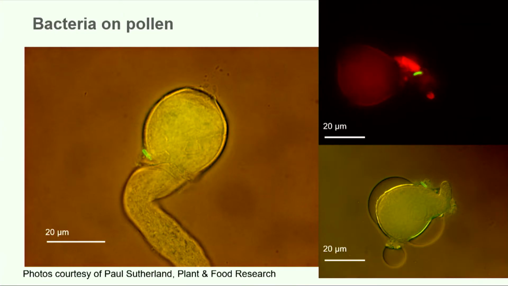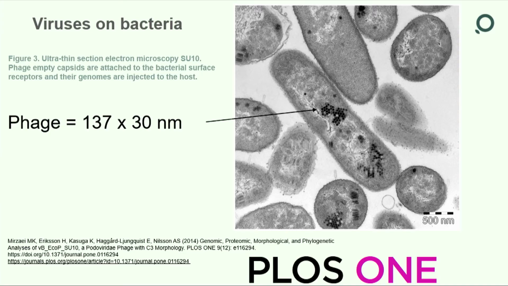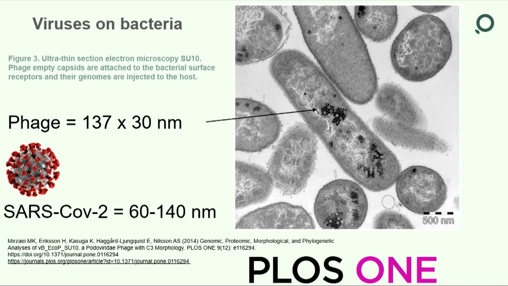And putting that in context of pollen, here we have PSA actually on pollen, and you can see that they're a lot smaller than pollen itself. And then going down that step again to look at a virus on bacteria, and you can see that they're tiny compared to the bacterial cells. And putting it in terms that we're all very aware of, COVID-19, the virus that causes that, is also in that size range.